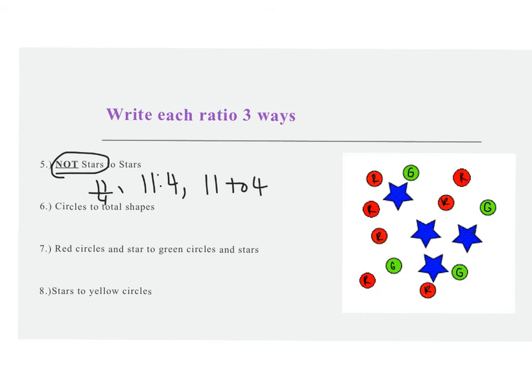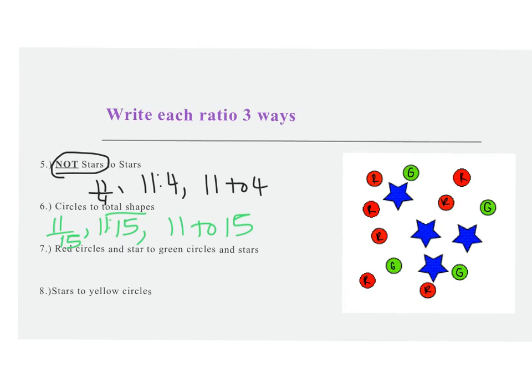All right, next up we've got circles to total shapes. That means all the shapes that we have there. Let's start with our circles. Again, they didn't specify red or green. We've already counted this a few times. The answer to that is 11, right? There's 11 circles. And then total shapes. We had 11 circles plus 12, 13, 14, 15 total shapes. So 11 over 15. We can't simplify that. There's no number we can divide both of those by evenly. So 11 colon 15 and then 11 to 15.